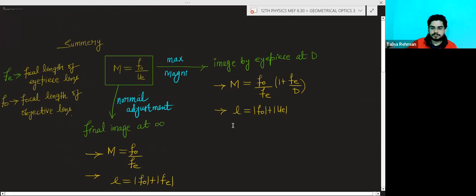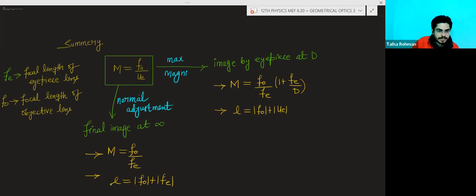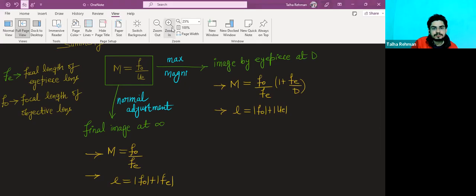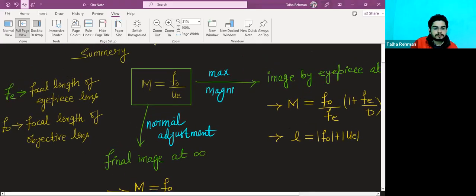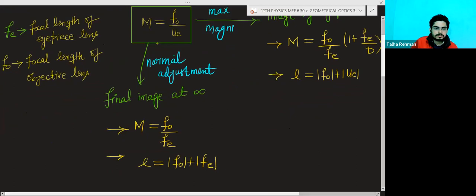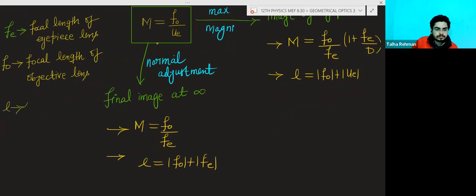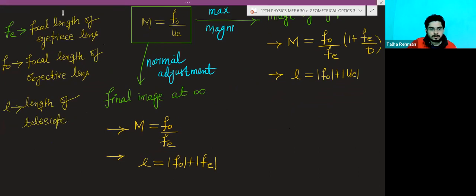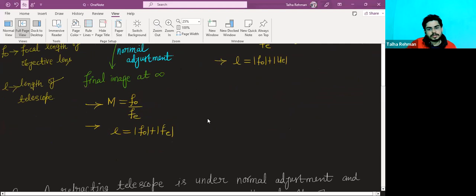Okay, take the screenshot. You already have this summary. And L is the length of telescope. Just a minute. Write what is L. Okay. Now take the screenshot.